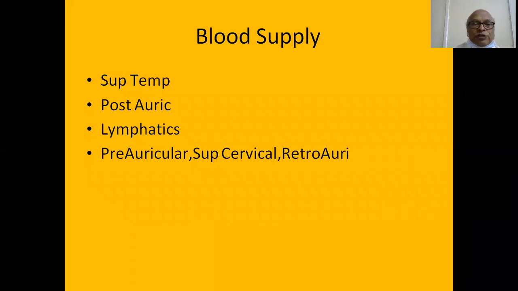The lymphatics from the external canal and the pinna end up in the pre-auricular lymph nodes and also the superficial cervical lymph nodes along the internal jugular vein and also the retroauricular lymph node. And we should be aware that these lymph nodes also drain the scalp. So any infection in the scalp also produces enlargement of these lymph nodes.